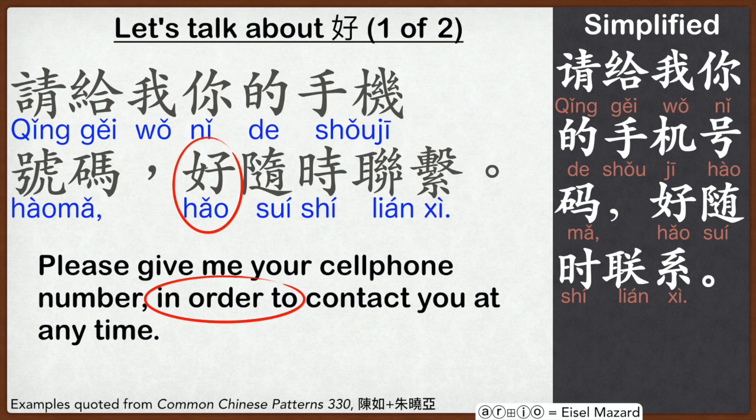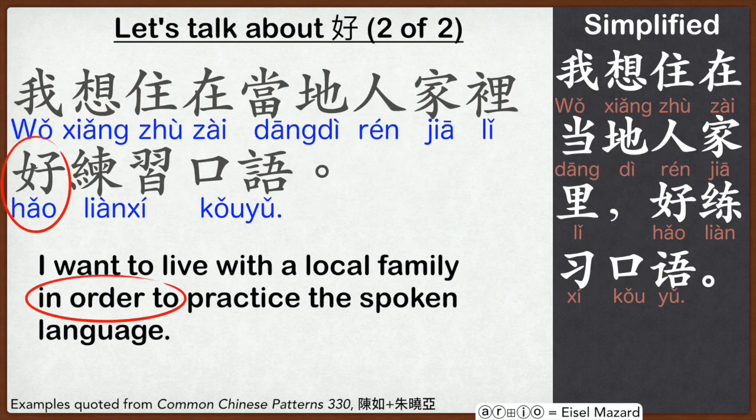Isn't it interesting? Here you see 好 used to give the sense of in order to do something. You can think of this etymologically like it would be good if, but that's not the meaning here. Please give me your cell phone number so that I can contact you at any time. Just one more example like this. And again, I understand if you're a beginner, there's a lot of vocabulary here you don't know, and that's okay. But just appreciate how much you're missing out on if all you learn is that 好 means good.